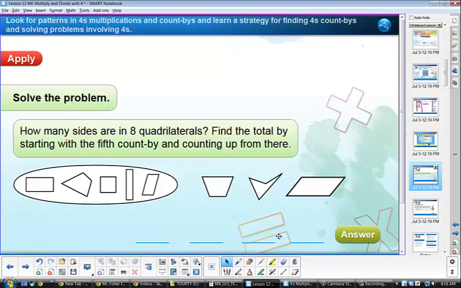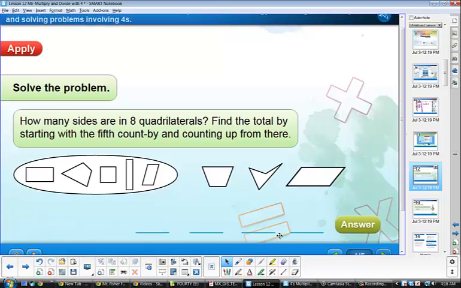Okay, problem number 3. How many sides are on 8 quadrilaterals? First of all, we need to figure out what a quadrilateral is. A quadrilateral is a shape with 4 sides.